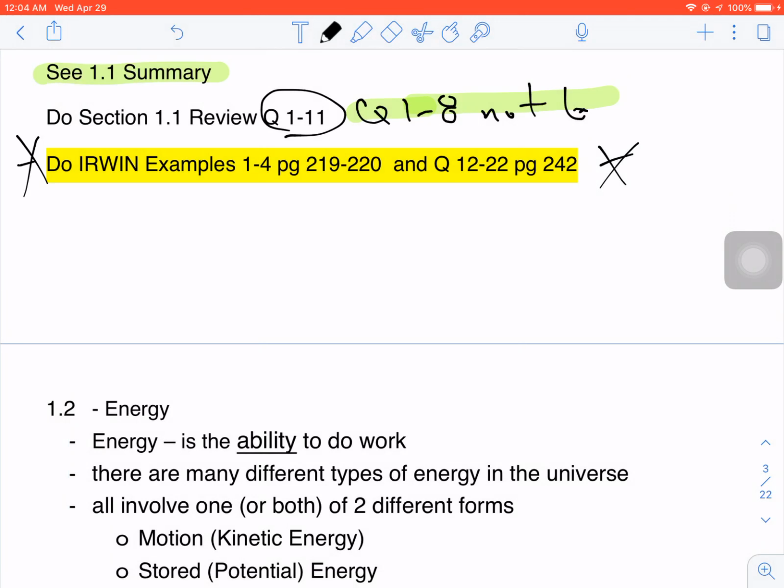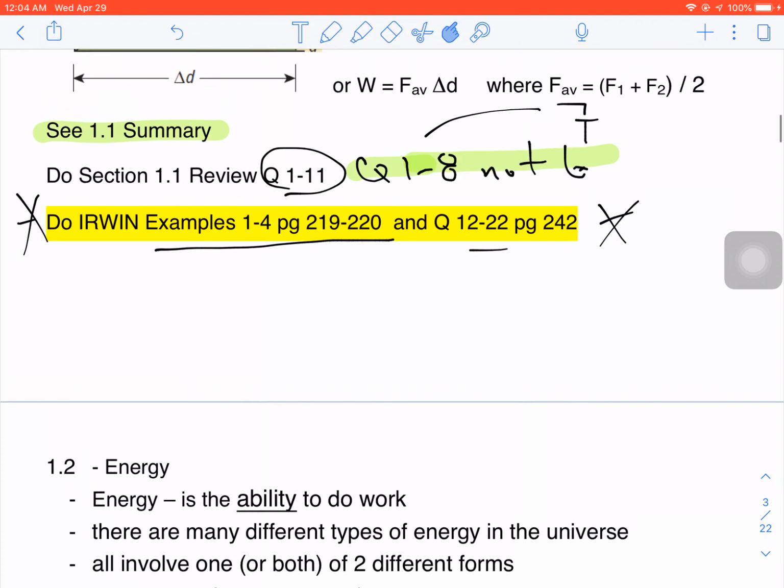There are 4 questions that are samples. These examples are all done for you. I encourage you to read the question and try them yourself, and if you get stuck, you've got the textbook there to help you with those 4. And then there's another 11 questions on page 242 for you to try. For now, I'm going to start with question 7.